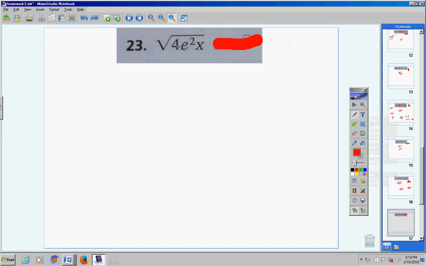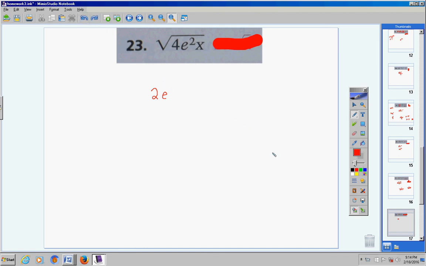So the square root of 4 is 2. The square root of e squared is e. How do I know that? Well, I taught you guys this. When you're dealing with exponents, whatever the index is, you can take the power divided by the index. So 2 divided by 2 is 1. So the square root of e squared is e.